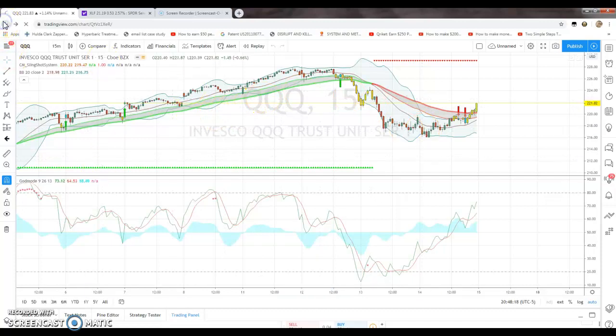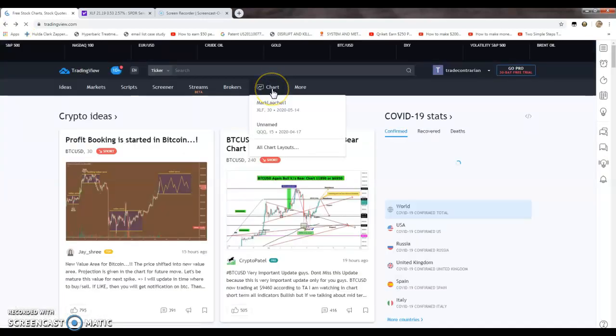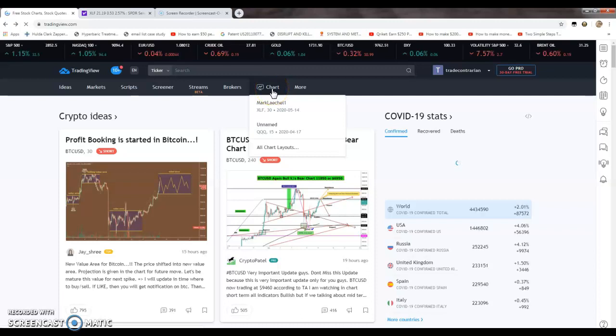But really what I use, and I'll come back here to the main TradingView page. Really, you go to chart, you just hover, and it pops up the amount of charts you have. I use this one, and I just named it my name, but basically it has all those indicators I was talking about.